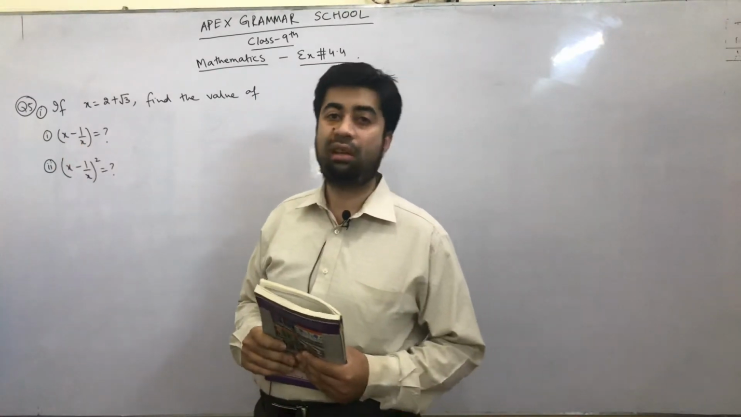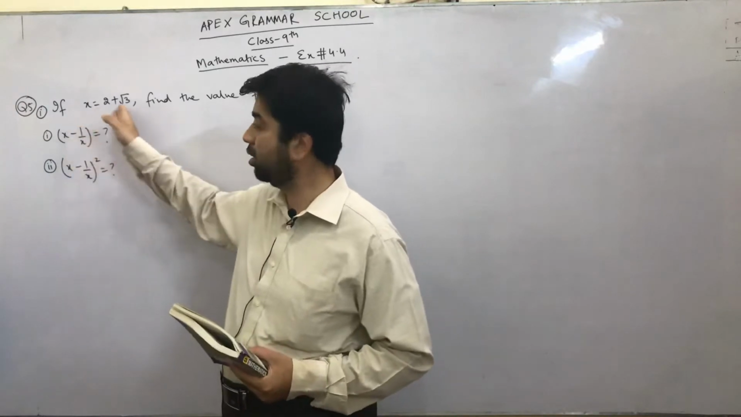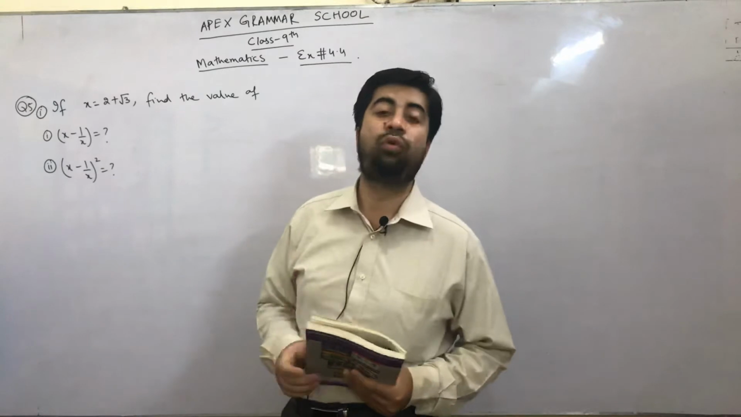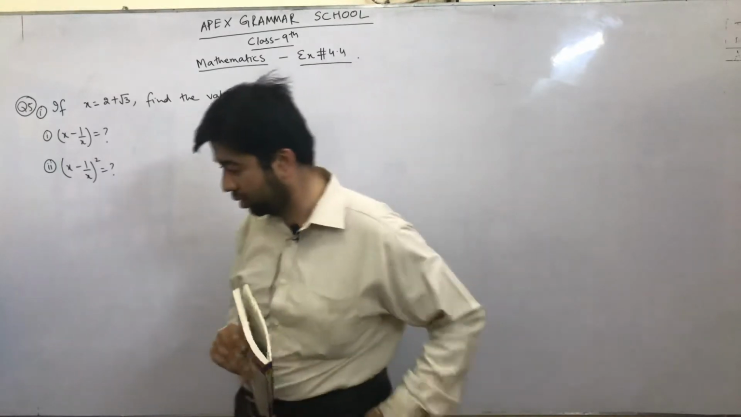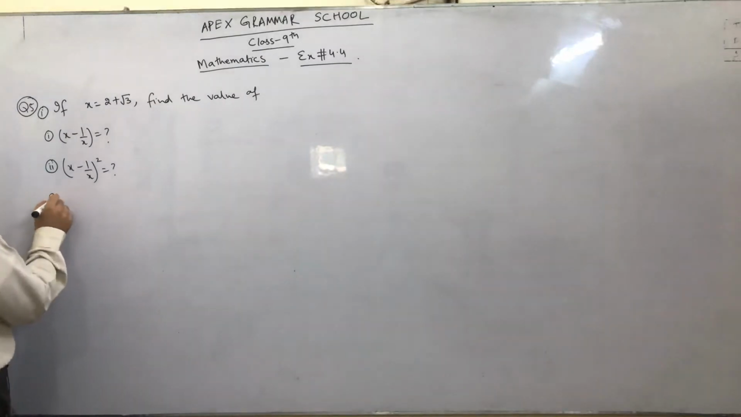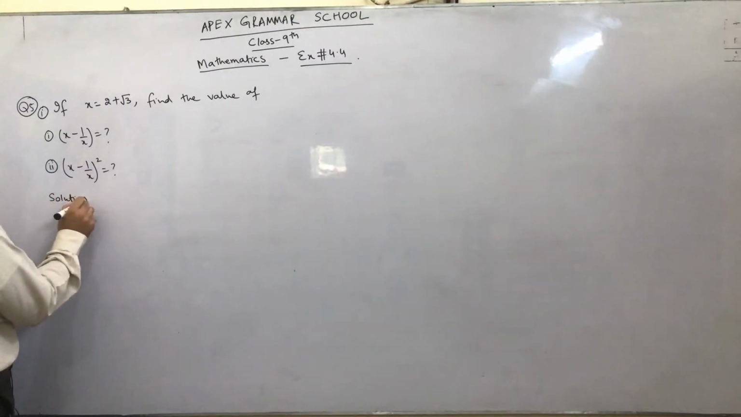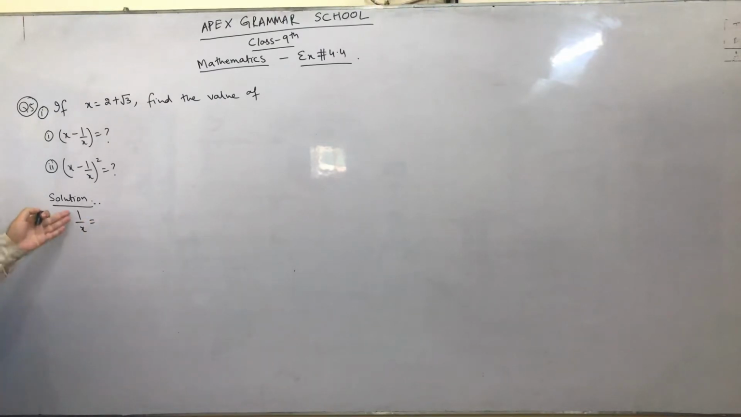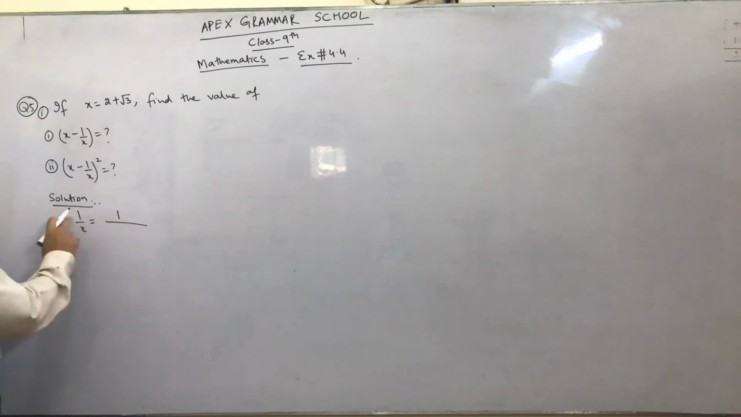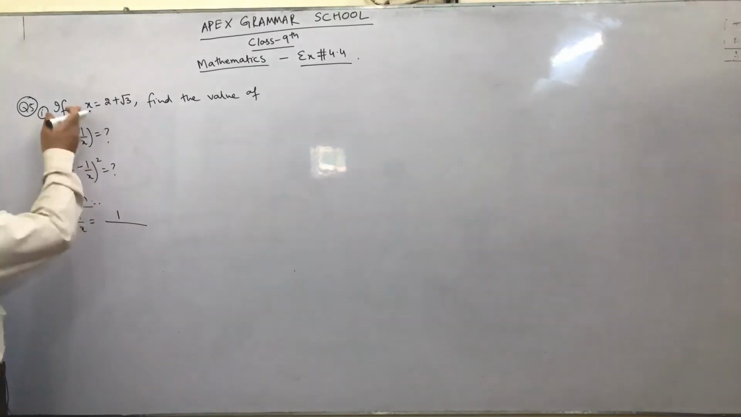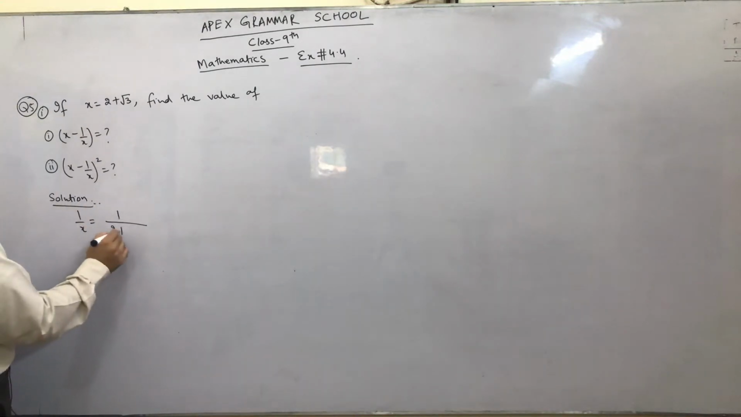So the question here is that we have the value of x, and what will be the value of 1 over x? First we have to find the value of 1 over x. To find the value of 1 over x, we just put the values: for 1 we write 1, for x we write the value of x. What is the value of x? That is 2 plus under root 3.